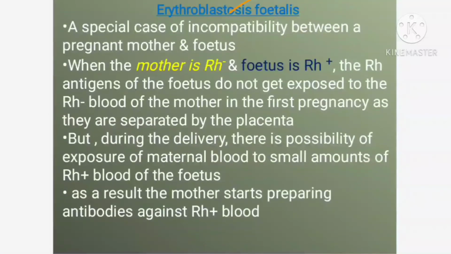I will read out now. A special case of incompatibility between pregnant mother and fetus. Okay. When the mother is Rh negative, this is the condition. The mother should be Rh negative and the fetus is what? Rh positive. The Rh antigen of the fetus does not get exposed to the Rh negative blood of the mother in the first pregnancy, as they are separated by the placenta. But during the delivery, there is a possibility of exposure of maternal blood to a small amount of Rh positive blood of the fetus.